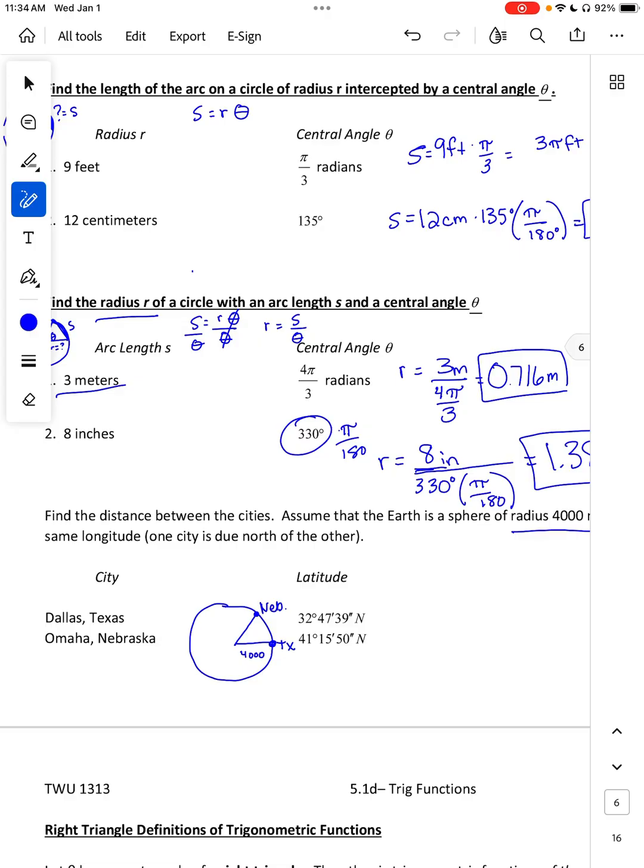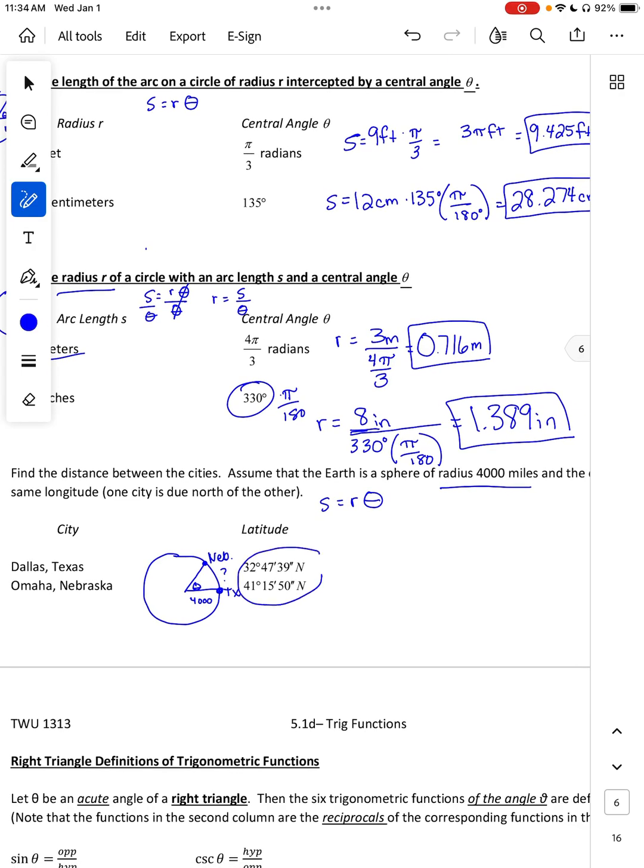So we know what the degree measure is. We want to know what the measurement is between the two cities in miles. So we want to find S. So S is found by doing radius times theta, the angle. And these are in degree measures. So we are going to have to convert them with pi over 180. But we can do this in the calculator.